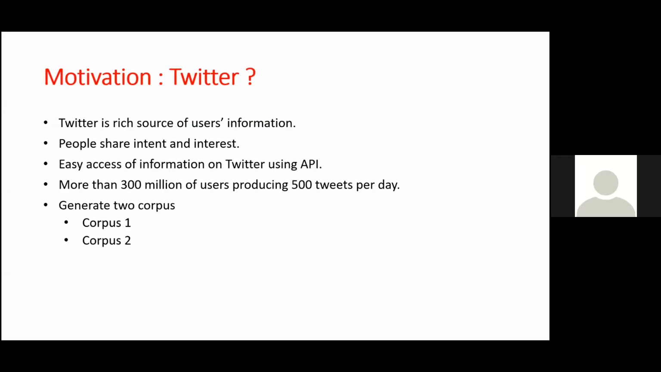So we downloaded some 500 million tweets and ran LDA on it, right? Just to understand, the motivation was that Twitter is a rich resource of information. People share intent and interest. Intent and interest means what they feel, their moods, their likes and dislikes. They generally share on Twitter. And if we can use this information somehow for modeling, then we can develop a recommendation system which will help people.